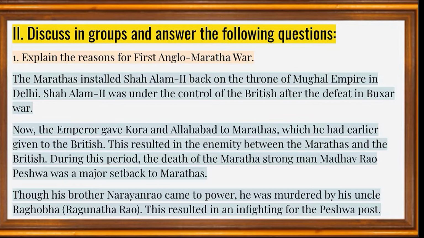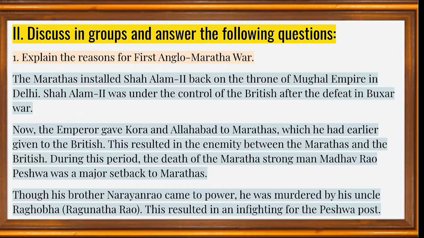Shah Alam II was under the control of the British after the defeat in Buxar War. Now, the emperor gave Kora and Allahabad to Marathas, which he had earlier given to the British. This resulted in the enmity between the Marathas and the British. During this period, the death of the Maratha strongman, Madhav Rao Peshwa, was a major setback to Marathas.